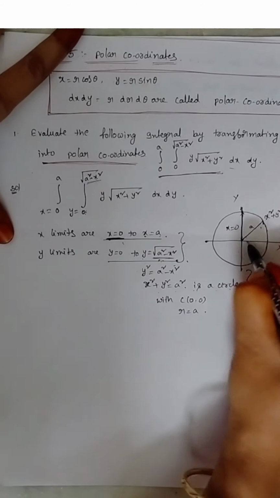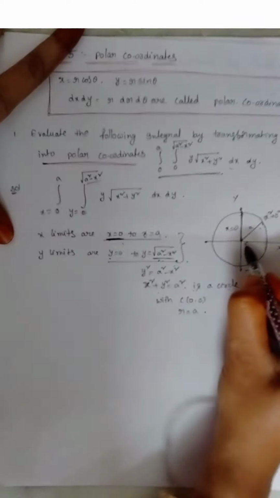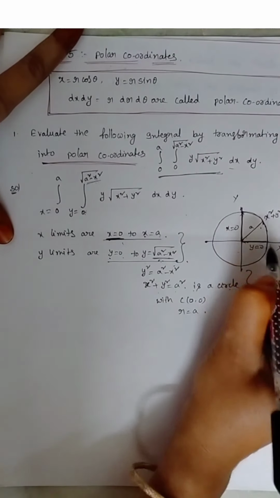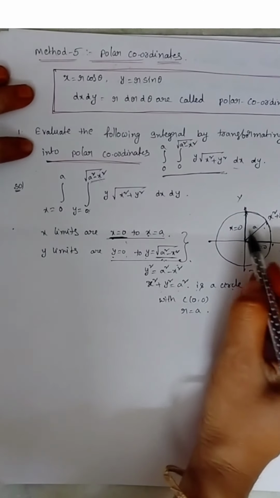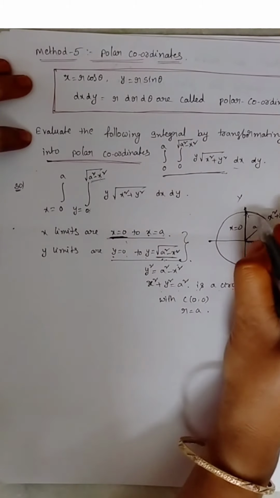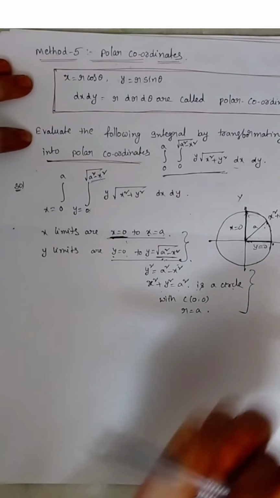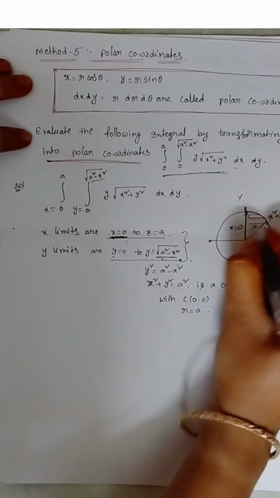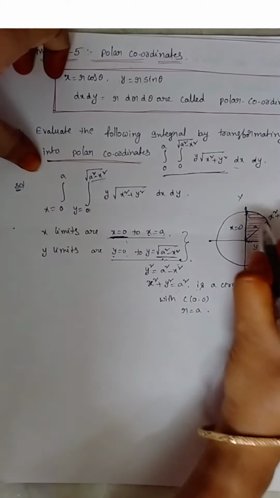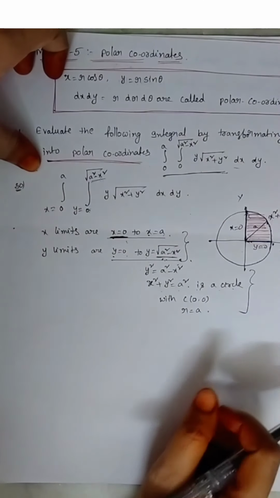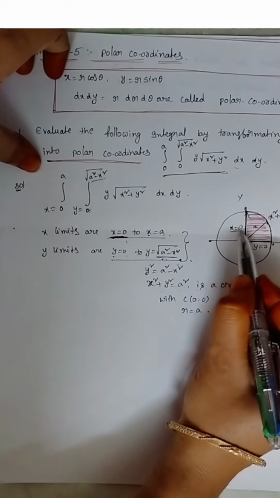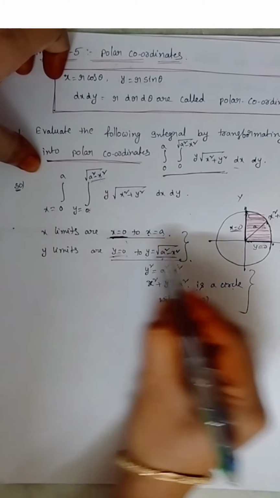First x equals 0. Now next y equals 0 means this one. And y equals root of a square minus x square means this is the circle form. So we came to know this is the region we have to integrate over. This region is in the first quadrant. That's why the lower limit of x is 0 and the lower limit of y is 0.